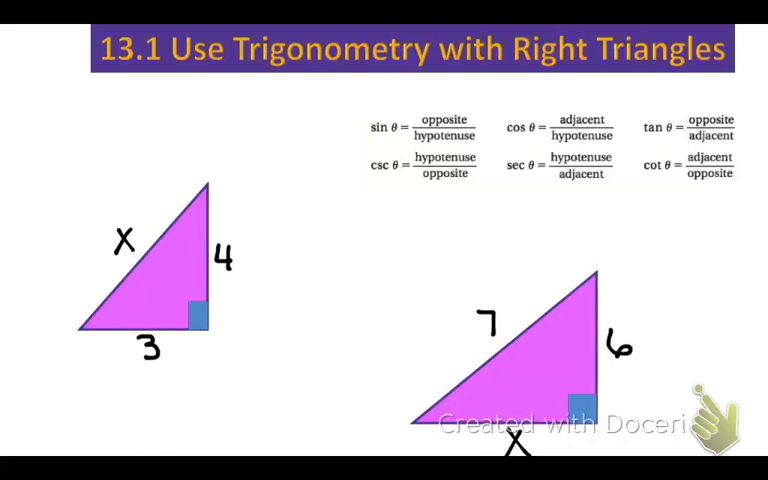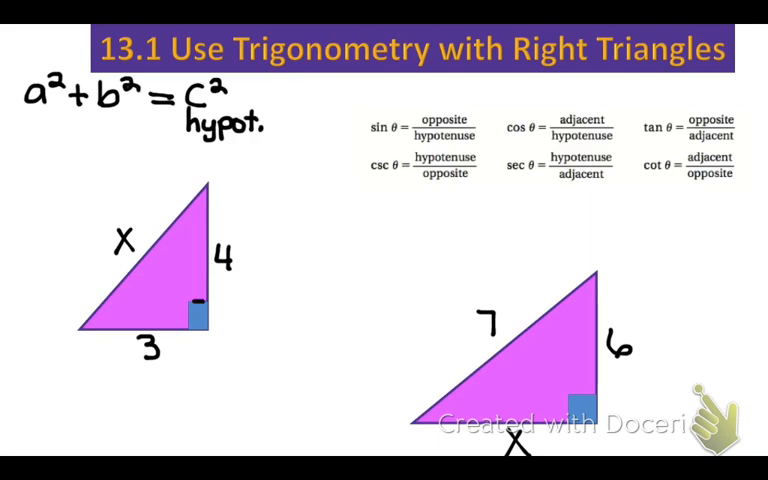Lesson 13.1 is using trigonometry with right triangles. But first, let's review a basic concept from geometry class, the Pythagorean theorem, which states that a squared plus b squared equals c squared. And c squared is the hypotenuse on a right triangle.